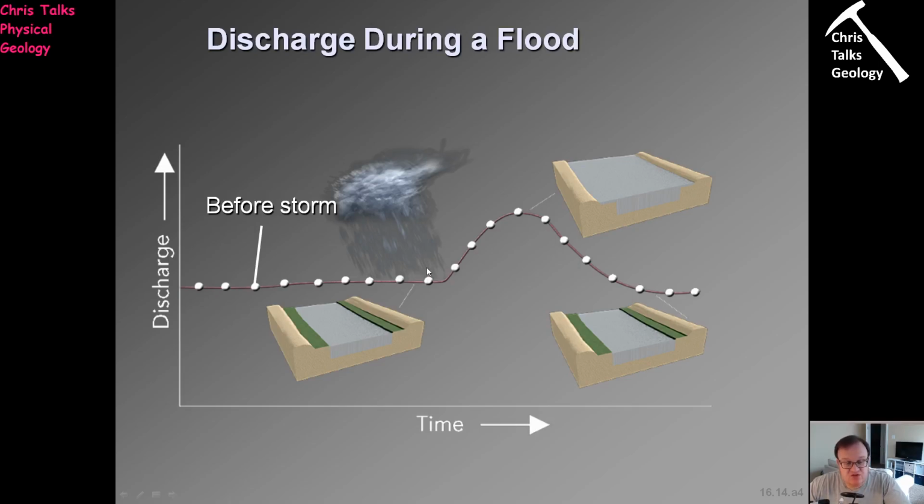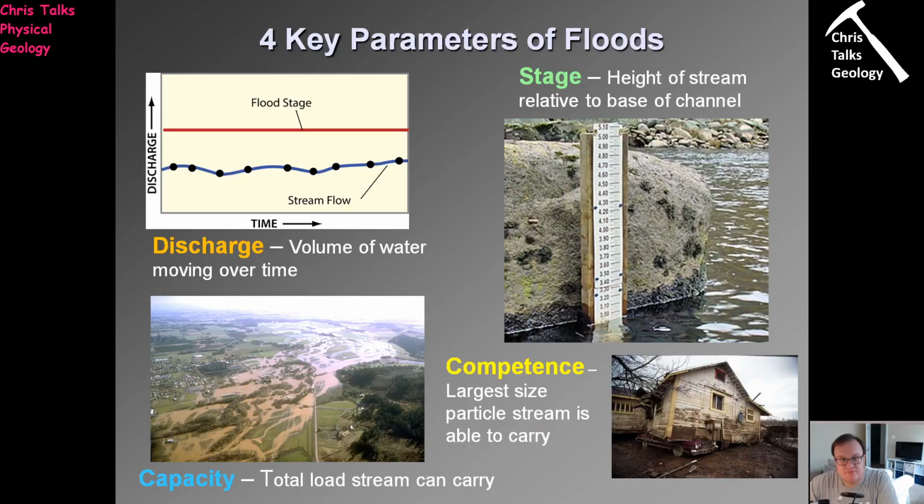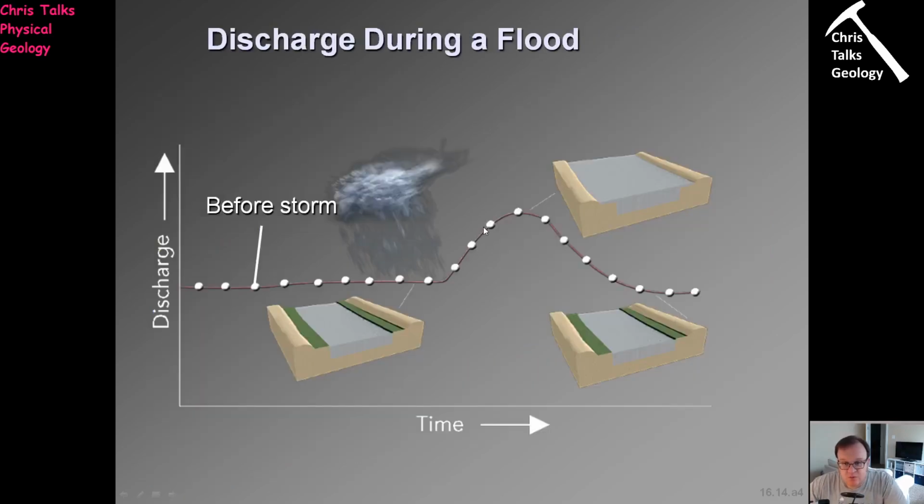So it starts to try and move that water as fast as it can. And so we see an increase in discharge because area goes up and velocity goes up. So here's our increase in discharge, and eventually our river will make it to the point where it goes above the flood stage. That's when the water will exit the river and go onto its floodplain.